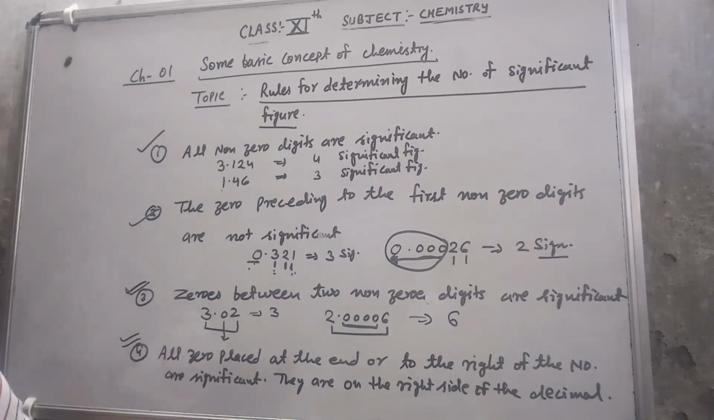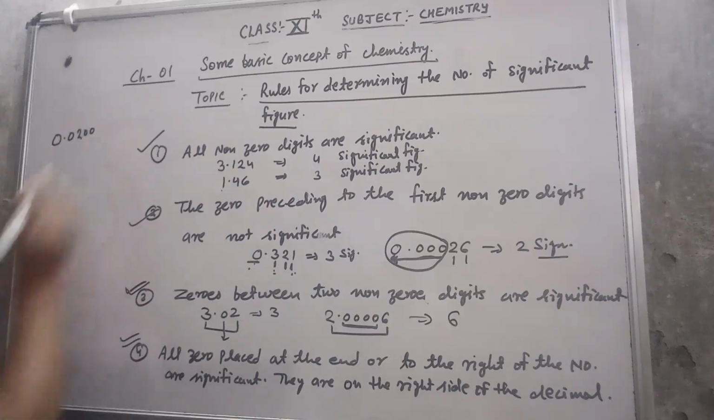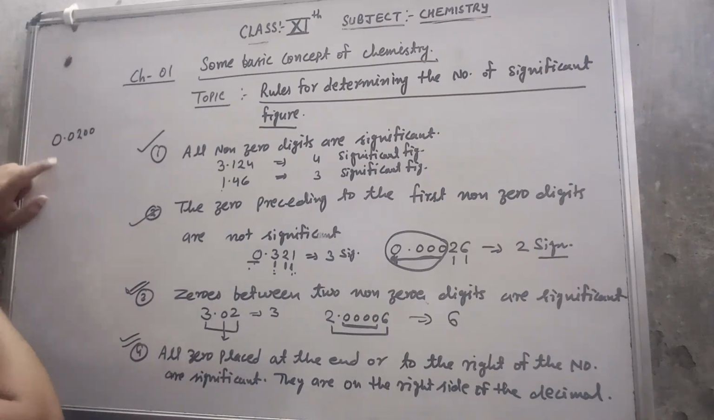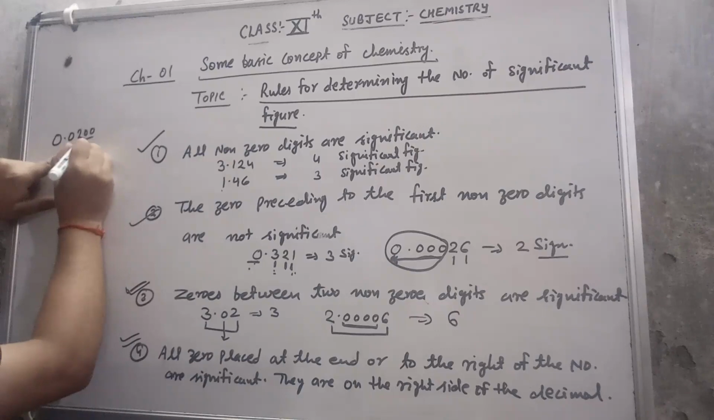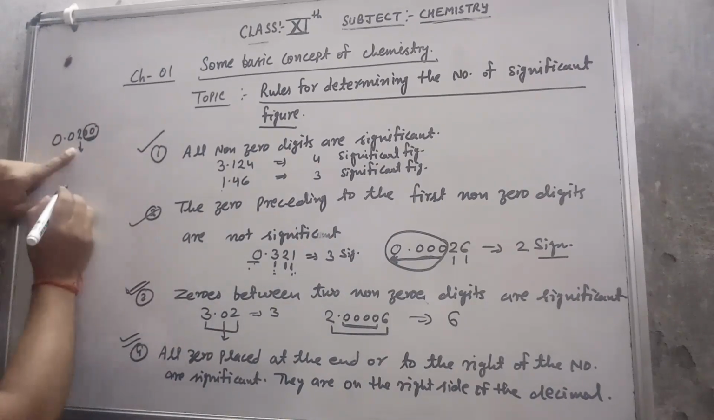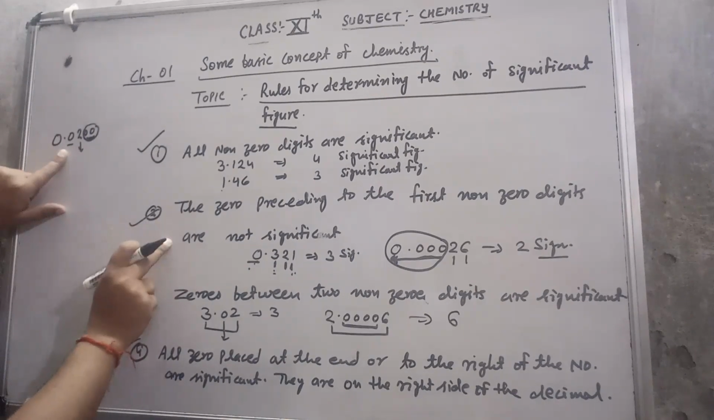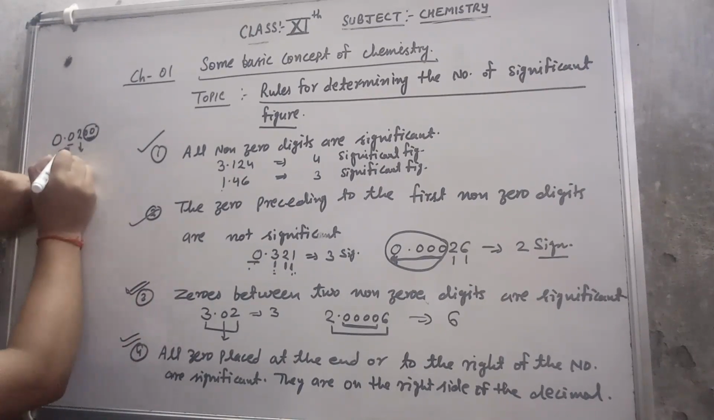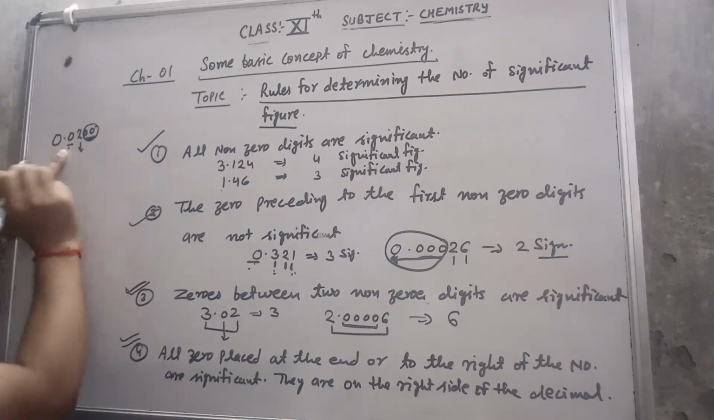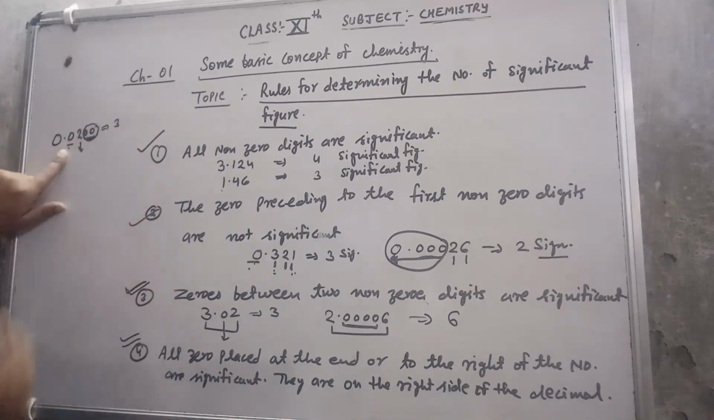Like I am discussing here, suppose this is 0.0200. Now these two zeros are on the right-hand side of the non-zero digit, so they will also be counted as significant figures. But the first zero is not counted as a significant figure according to this rule, because it is on the left-hand side of the non-zero digit. So the total significant figures here are 1, 2, 3. The total is 3.